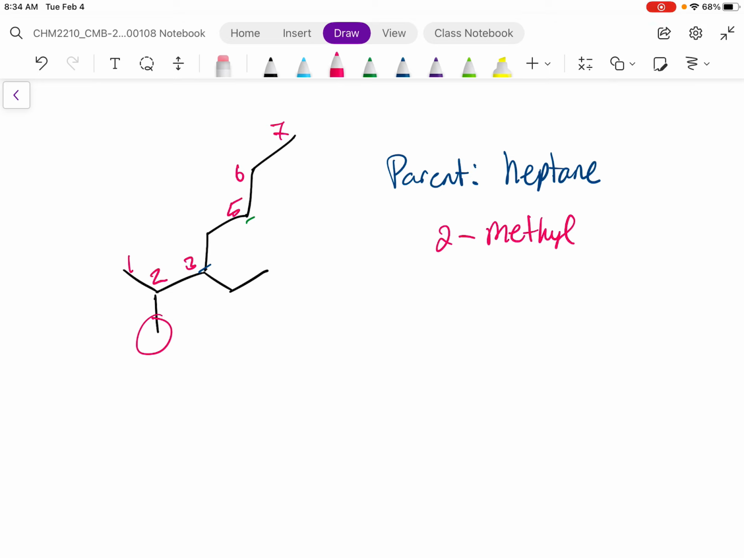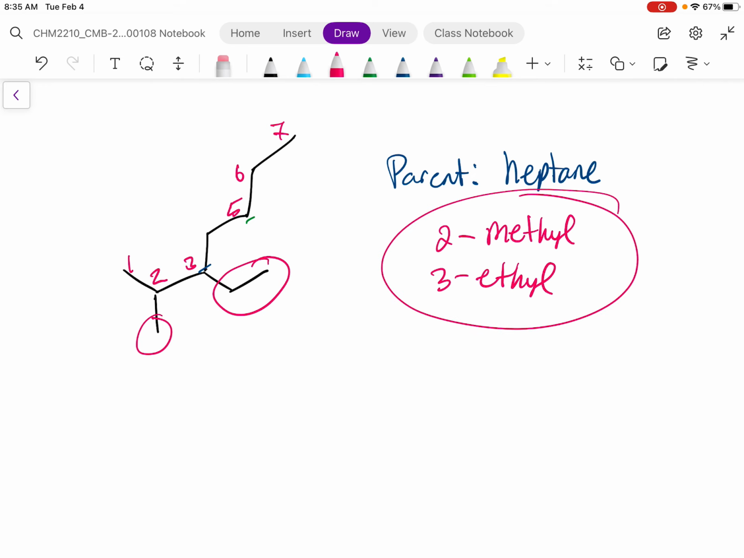Once you have found it, we have another substituent. So we have to figure out everything that's coming off of that parent chain. So what would we call that guy? 3-ethyl. Okay. Now the next rule is when we write the name, we want to put the substituents first. And then we're going to put the parent name.